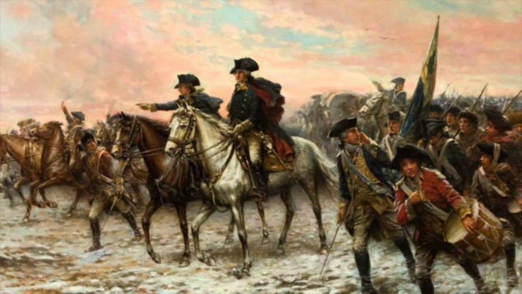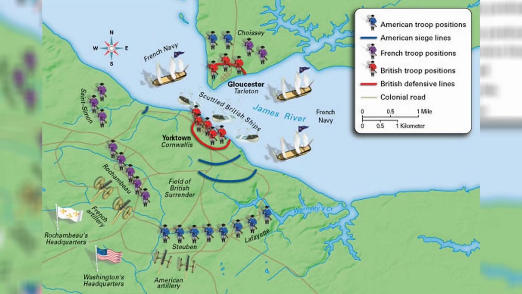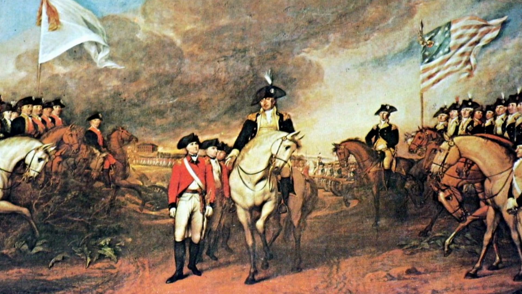The last major battle of the American Revolutionary War occurred at Yorktown, Virginia in 1781. General Washington and the French commander joined forces, assembling around 14,000 soldiers and 36 French warships for an assault on British forces. Surrounded and outmatched by American and French troops on land and sea, General Cornwallis and his army were forced to surrender on October 19, 1781.